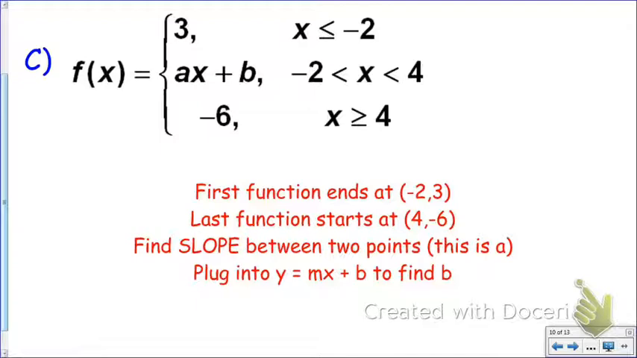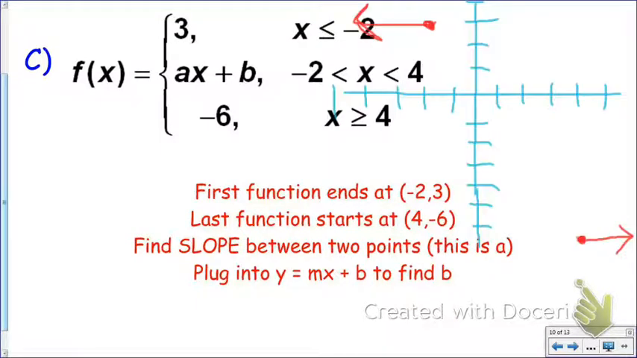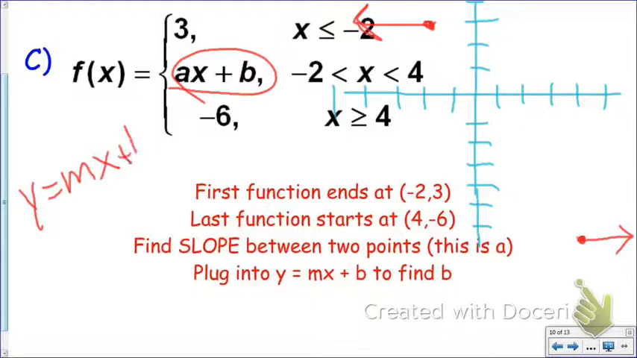Take a second and just sketch what the first and last functions look like. Here's a rough sketch of what the first and last pieces of this piecewise function look like. Two horizontal lines. So we need to find a linear function, ax plus b, similar to y equals mx plus b, that will connect these 2 points.